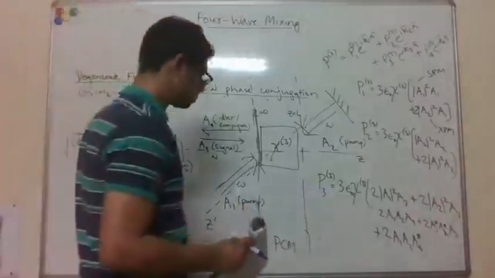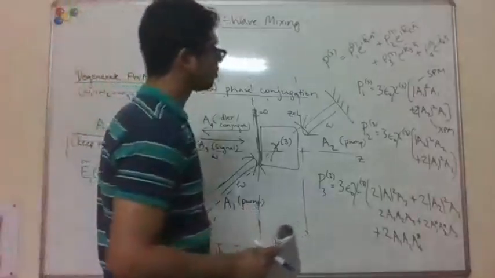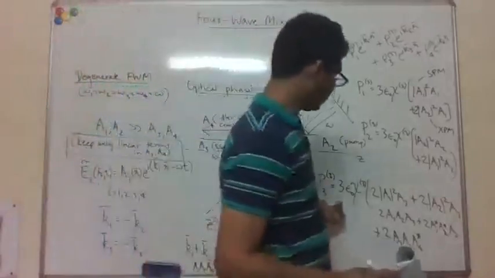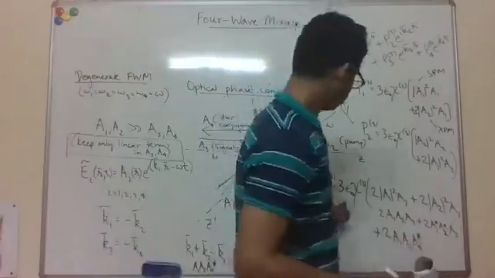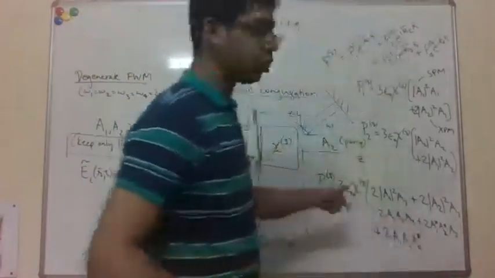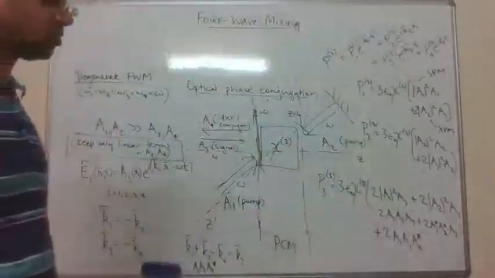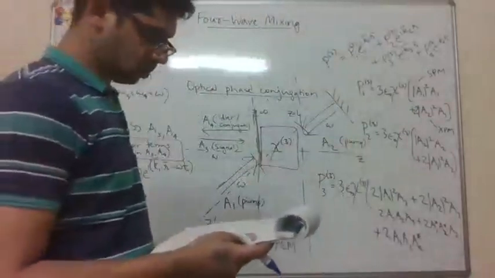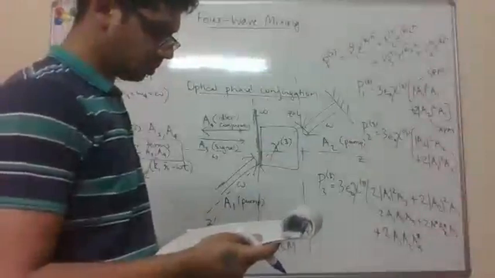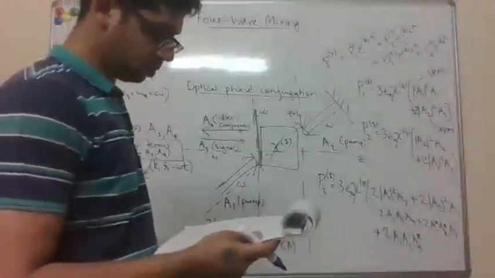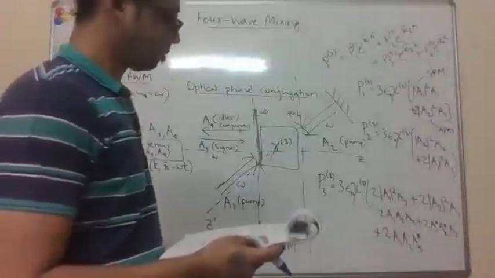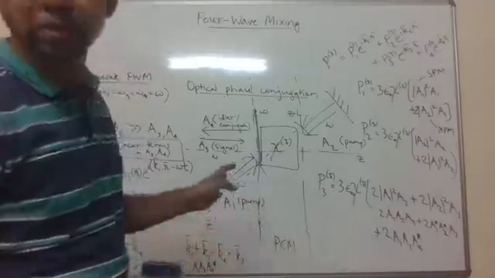Also, their conjugates: A1 conjugate, A2 conjugate, A4 conjugate. From here you can guess that A3 will be related to A4 conjugate, right? 3 and 4 will be conjugates. Let's see where it comes from, basically. Okay, is that clear? Can we proceed?